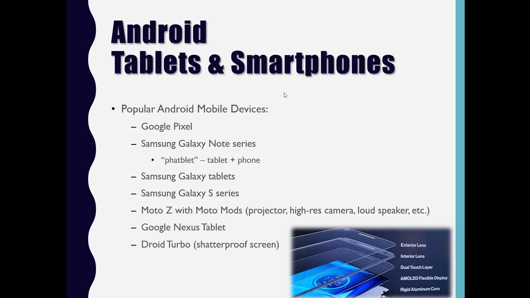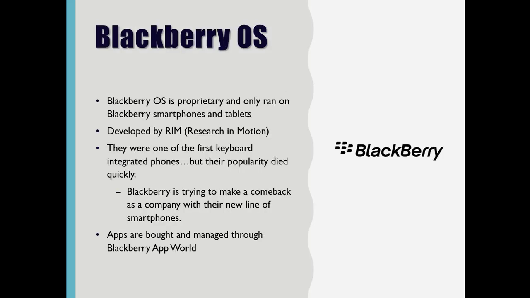The Google Nexus tablet, the Droid Turbo, that even came back. The Droid, in a touchscreen model, did have a shatterproof screen. So that was something they tried to go with. So you'll see Android on a lot of different phones, LG, HTC, all different manufacturers, because again, Android can be used on all these devices.